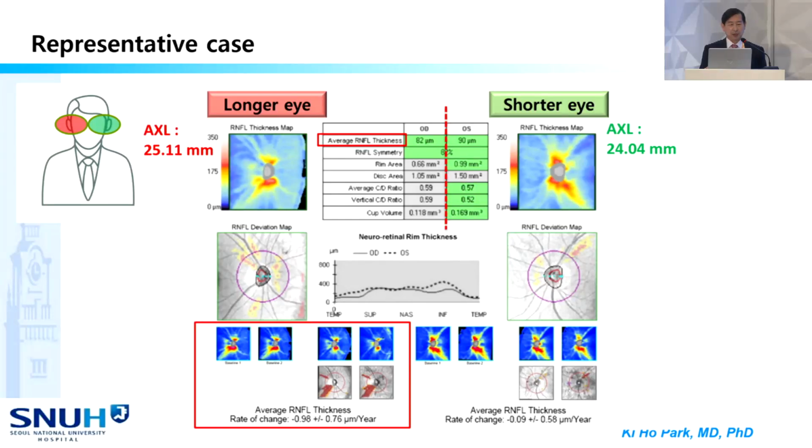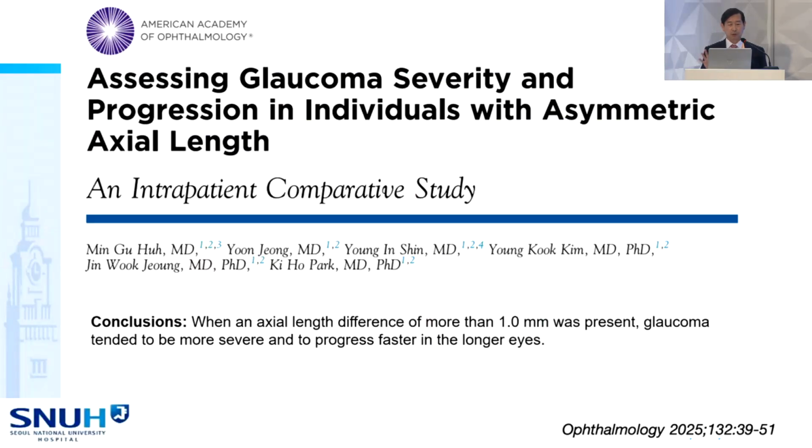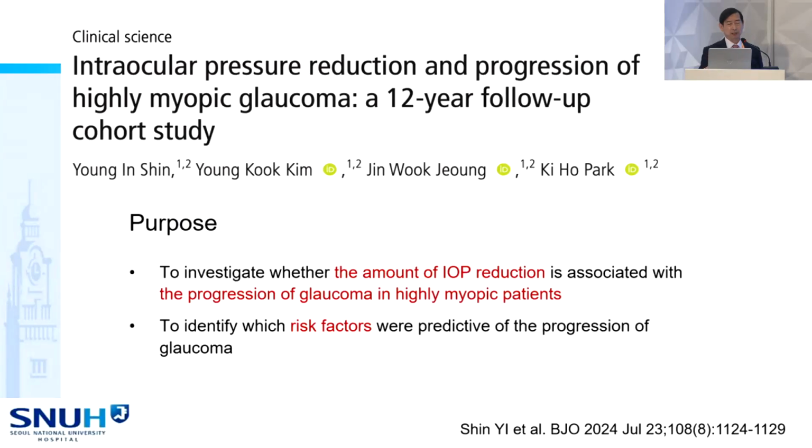So this is the case with longer eye showed significant progression in RNFL GPA analysis, and also in GCIPL GPA analysis. So the conclusion: when the axial length difference is more than 1 millimeter, glaucoma tends to be more severe and to progress faster in the longer eyes.